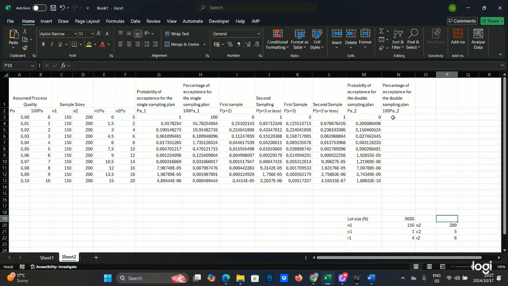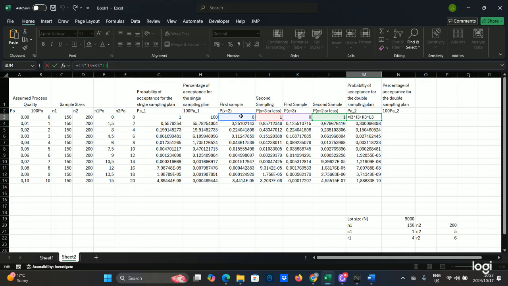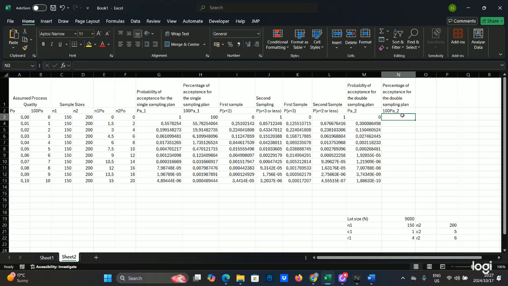So now calculate your percentage of acceptance for the first plan by doing this multiplied by this plus this multiplied by this, right? So you can get the percentage of acceptance, as I explained earlier, where this formula comes from. Now you calculate your percentage of acceptance for the double sampling plan, which is equal to this multiplied by 100, right? And then you drag.